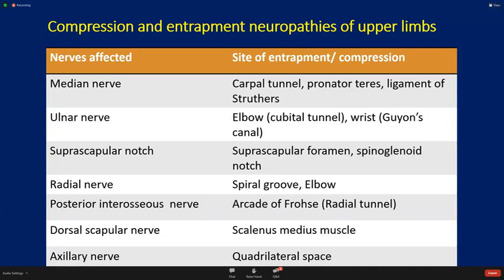Now, wherever you have a nerve, you have a possibility that it can have a neuropathy. The other nerves which can be entrapped are the dorsal scapular nerve against the scalenus medius muscle and the axillary nerve at the quadrilateral space in the axilla. But other nerves in the upper limbs, like the long thoracic nerve, are also prone to mononeuropathy, especially as a part of Parsonage-Turner syndrome.